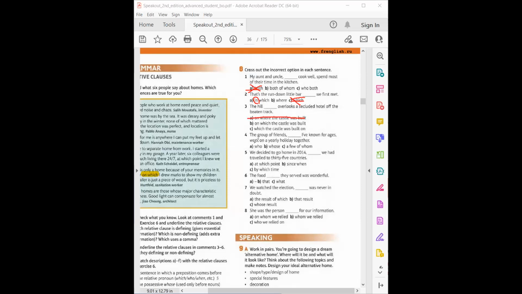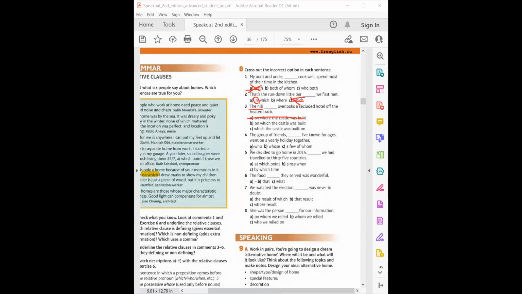Teacher, it's a place. Yes, on where? On which the castle was built. The hill. They talk about the overlook, right? Yes, they talk about that place where it overlooks another place. Okay, yes, I got what you mean.